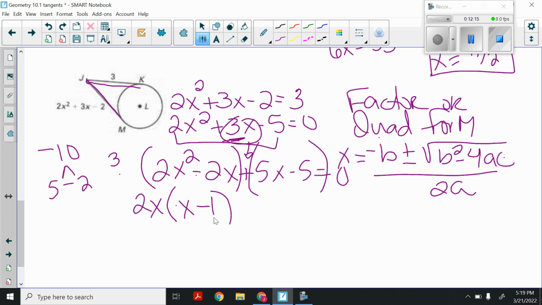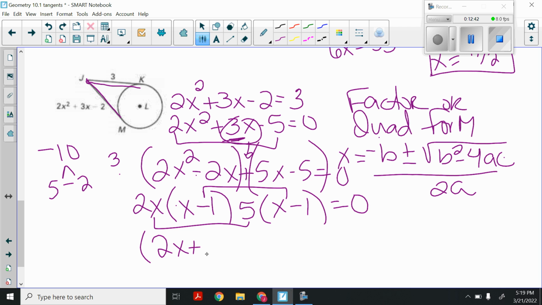So now here I have a 5x minus 5. What do they both have in common? A 5. Parentheses, so 5x divided by 5 is x. Negative 5 divided by 5 is minus 1, equals 0. The nice thing about factoring by grouping, I should end up with the exact same thing in both sets of parentheses. I did, so I know that I've done this correctly. I combine these two. So this first parentheses is going to say 2x plus 5. And then the second one says x minus 1 equals 0.